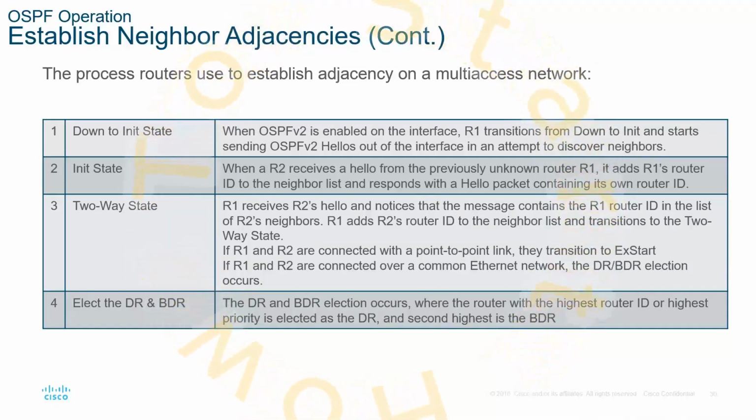If R1 and R2 are connected over Ethernet, they will start forming a designated router and a backup designated router election, seeing who will become the master. The DR and BDR elections occur where the router with the highest router ID or the highest priority is elected as the designated router. The second highest will become the backup designated router. Again, here we're looking at the highest router ID becoming the designated router or master.